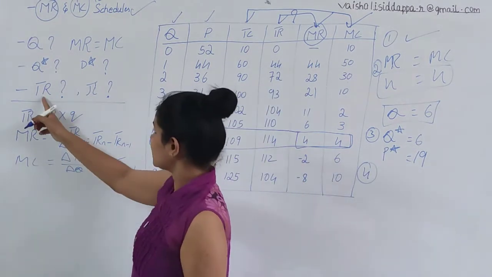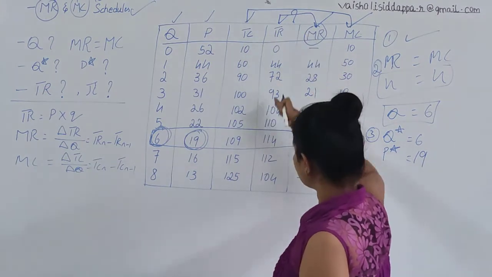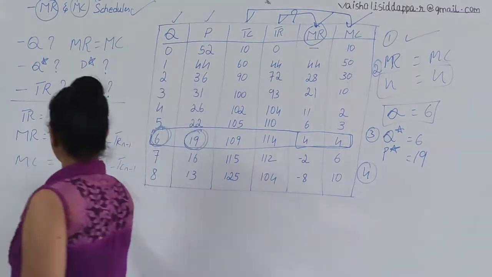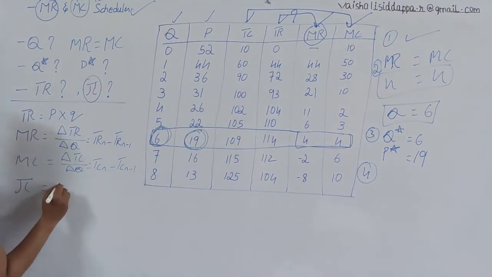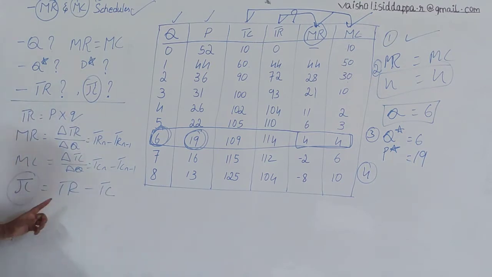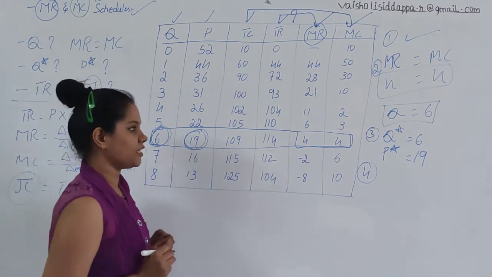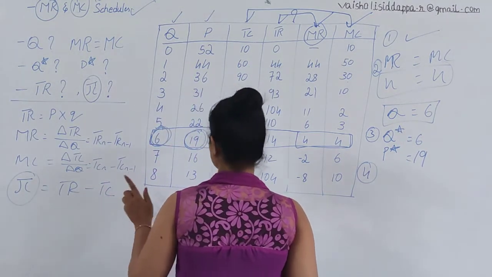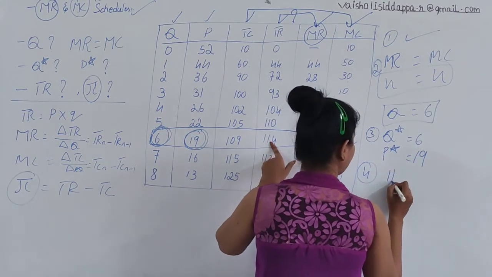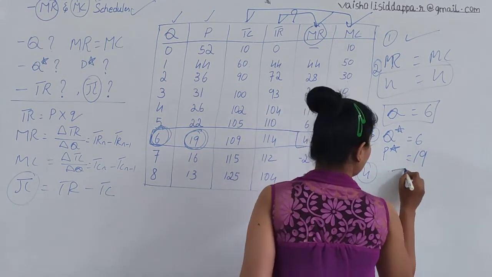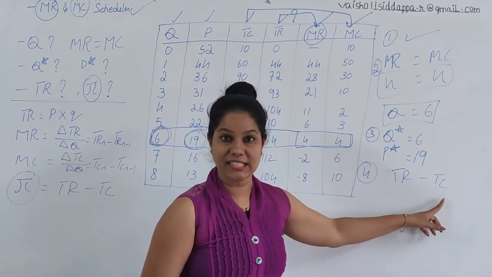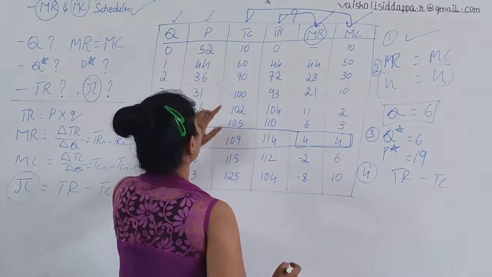The last question says find out the TR. You need TR because you have to find out the pi. What is the formula to find the pi? That is TR minus TC. If you want to find out the profit, the formula is TR minus TC. So in this you have to go with TR is 114. Let me write the formula here: TR minus TC to find the total profit.